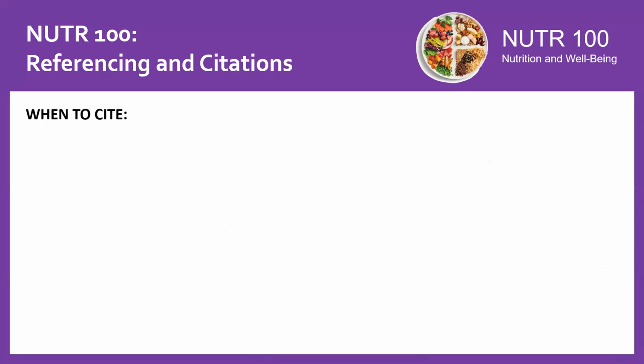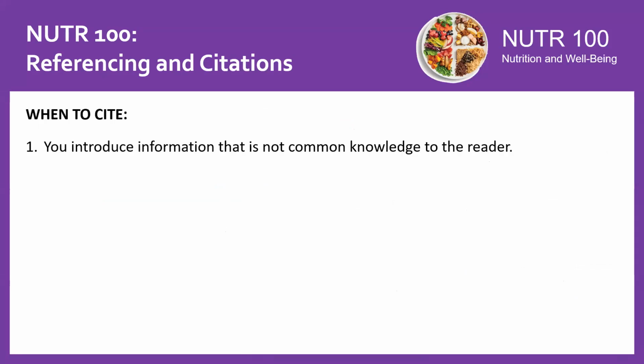So the first question is when to cite. Anytime you have information that is not common knowledge, which is actually quite often. Common knowledge to the reader: just assume your reader is at a similar education level to you. And so anything that you had to learn this semester is going to be not common knowledge for most people.